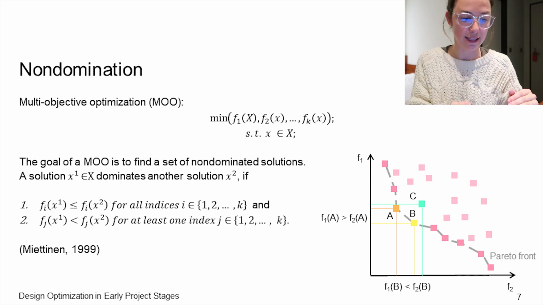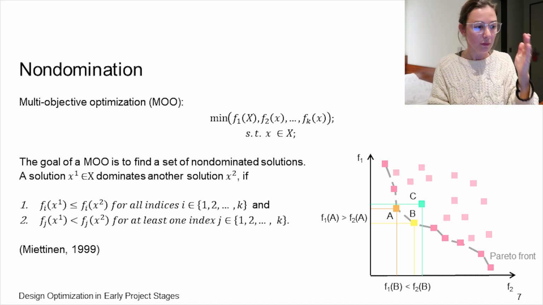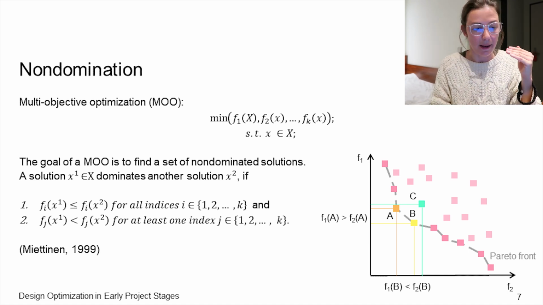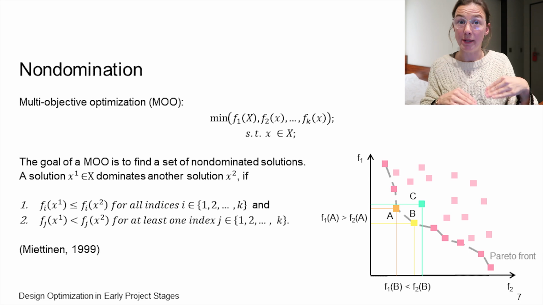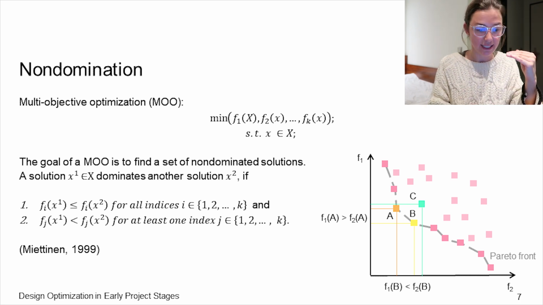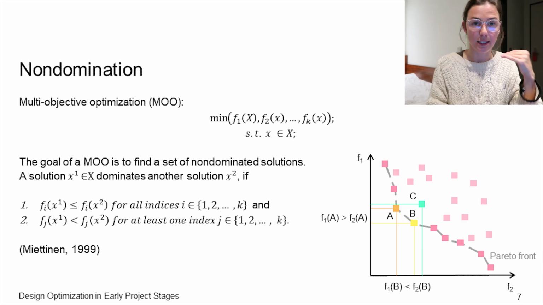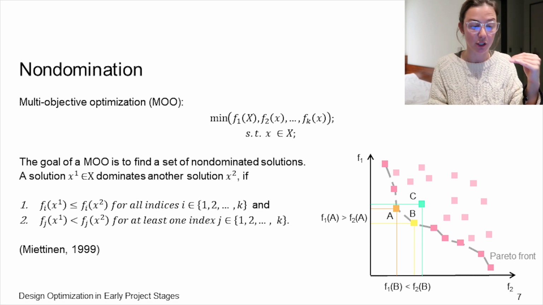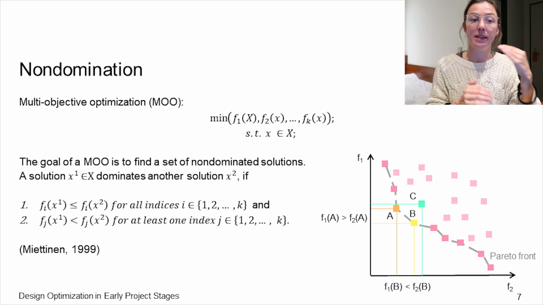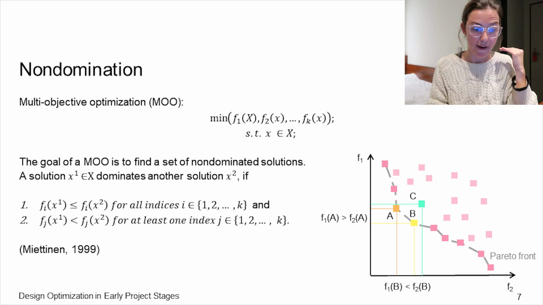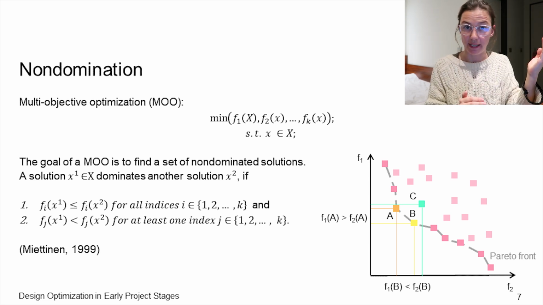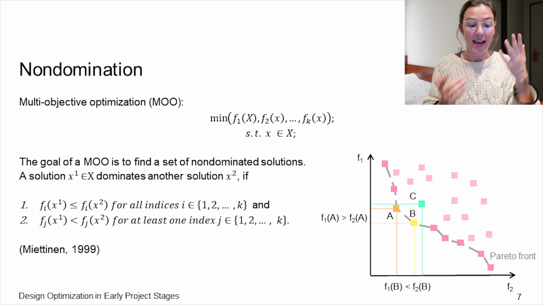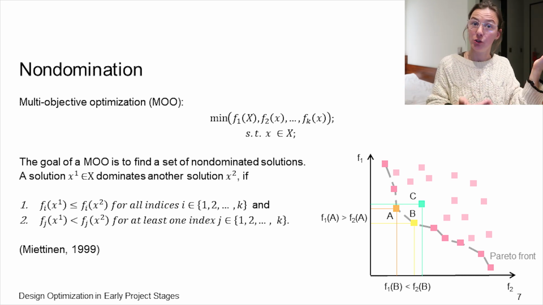So if we look at this sketch here, we can see that we have two objectives, F1 and F2, and we want to minimize. So in this case, we can say C is dominated by both A and B because A and B score better in the design objectives. However, A and B are not dominated by any other solution and therefore lie on the Pareto front.